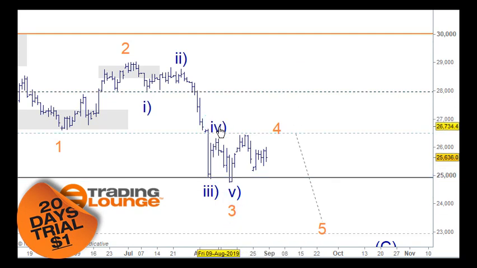So we're looking at this here as wave 1, 2, 3, 4 and 5 here. And we're looking for some type of correction, which is basically a bounce off the 25,000 here, which is a medium level, and then we'll see a move down from that point.